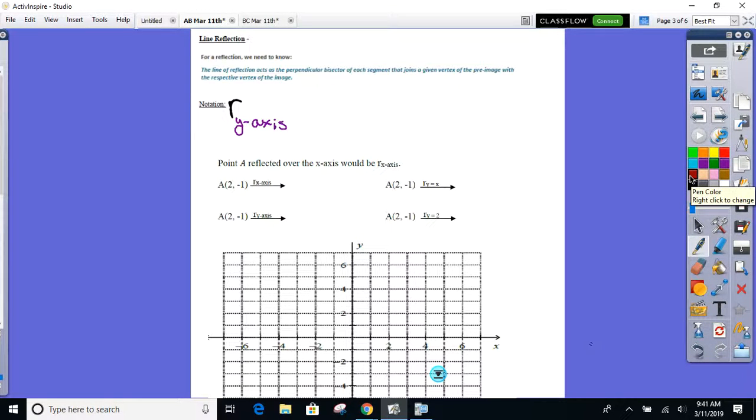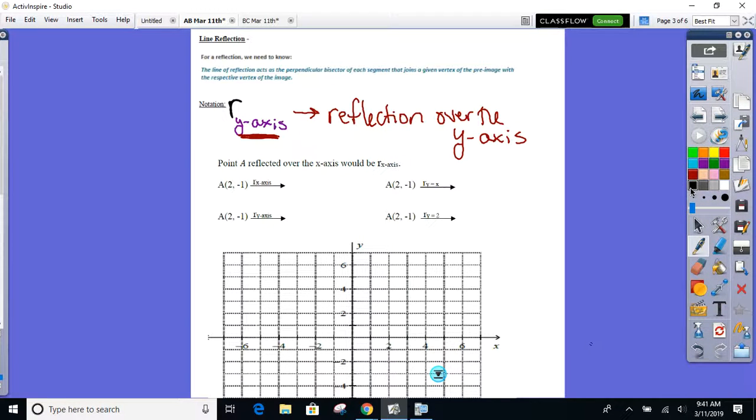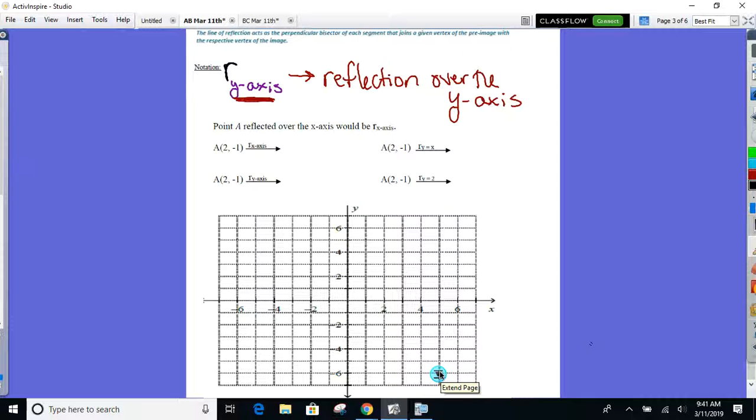What is this notation telling me? Lowercase r was what again? So this tells me we are doing a reflection through what line? The y-axis. So reflection over the y-axis. Whatever subscript is here, that's the line I'm going to reflect over. All right, let's start reflecting.